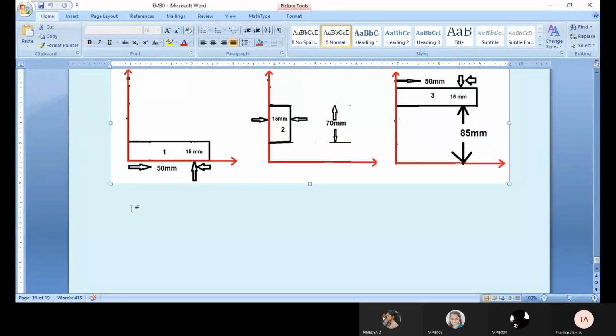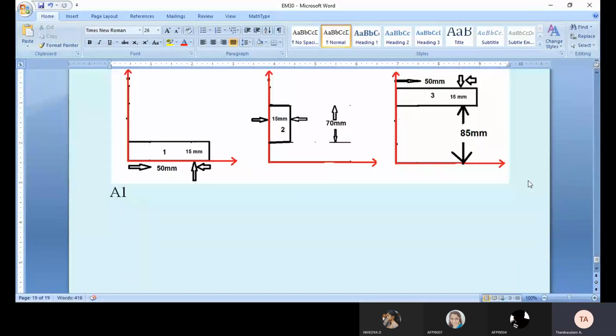Students, what is A1? A1 equal to B1 into H1. Okay. What is P1? See the first one, 50 mm into 15 mm. It equals what? 750 mm square. Understand?